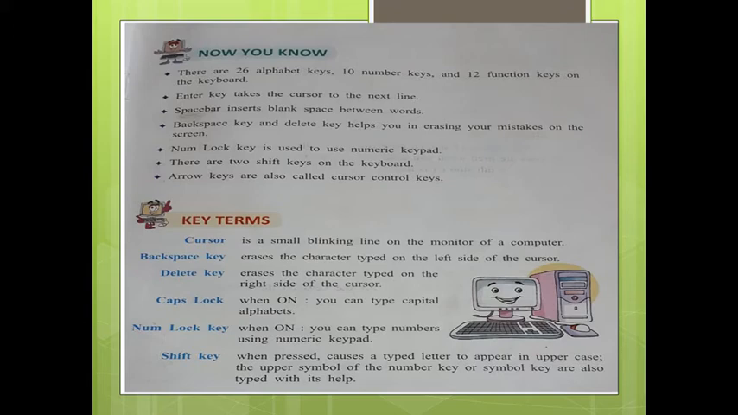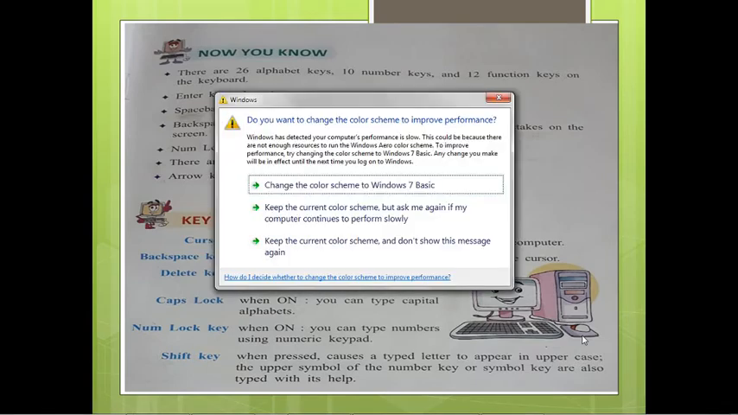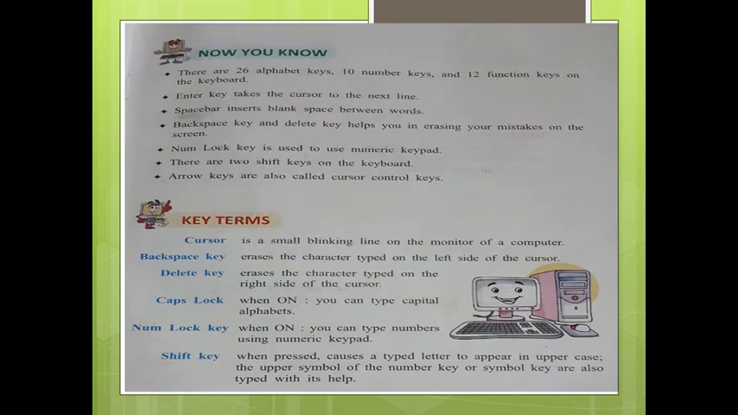The enter key takes the cursor to the next line. Whenever you are typing, sometimes when one word is finished, you should use enter, and the cursor will come down. Okay, the space bar inserts blank space between words. If you want to type paragraphs, when one word is finished, you give the space. Which key is long on the keyboard? The space bar we use for inserting blank space.